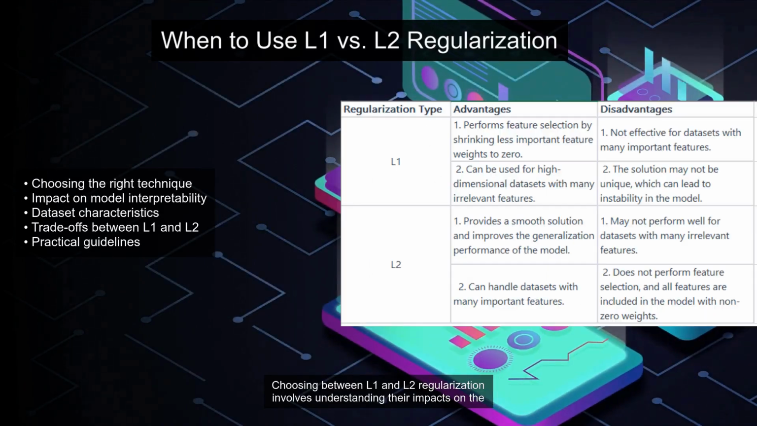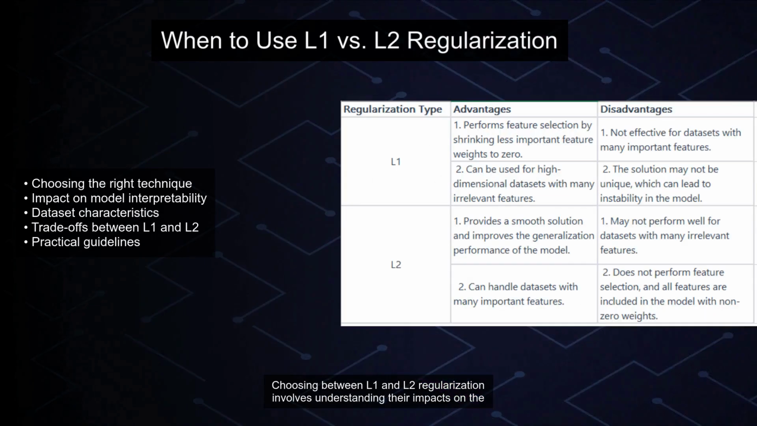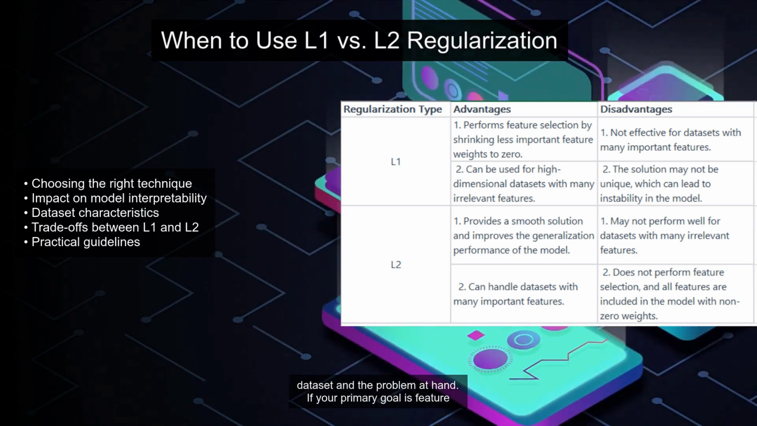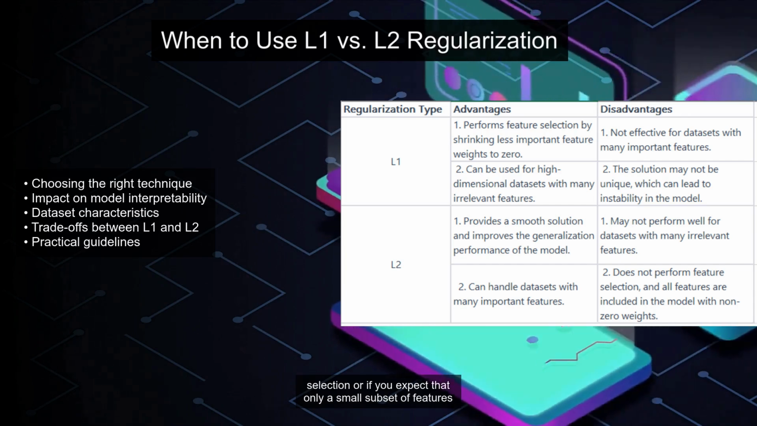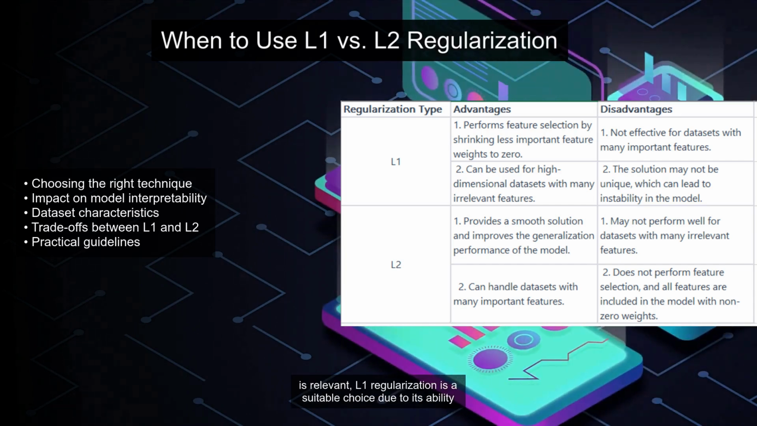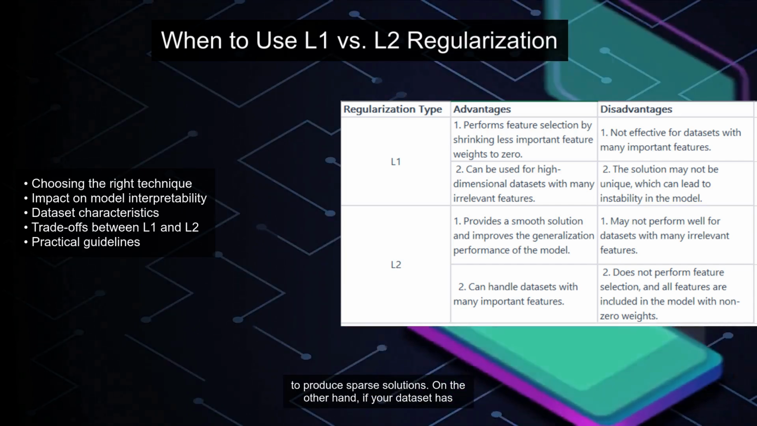complicating interpretability. Choosing between L1 and L2 regularization involves understanding their impacts on the dataset and the problem at hand. If your primary goal is feature selection or if you expect that only a small subset of features is relevant, L1 regularization is a suitable choice due to its ability to produce sparse solutions.